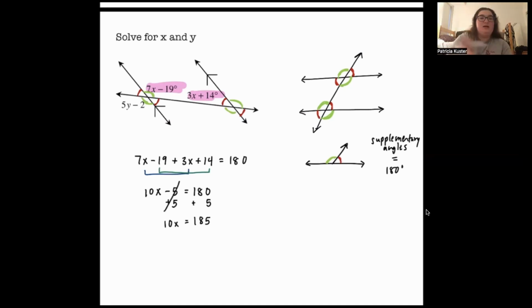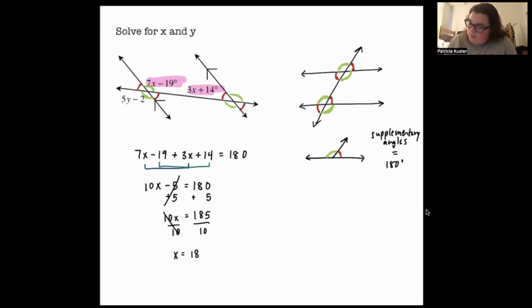The reason we did that is because we're trying to get x by itself, and we've just eliminated something that's on the same side as x. So now we have to eliminate the 10. The relationship between the 10 and x is multiplication, and the inverse of multiplication is division. So we're going to divide both sides by 10, which allows this to cross out, and 185 divided by 10 is 18.5. So we've solved for x. Now we have to solve for y.